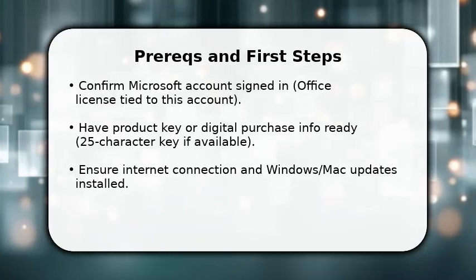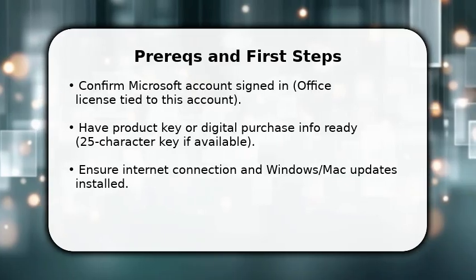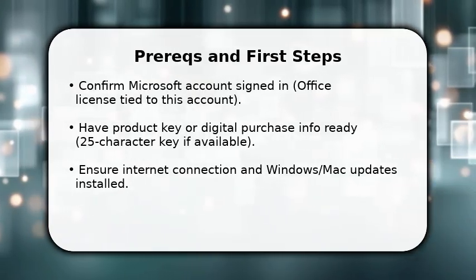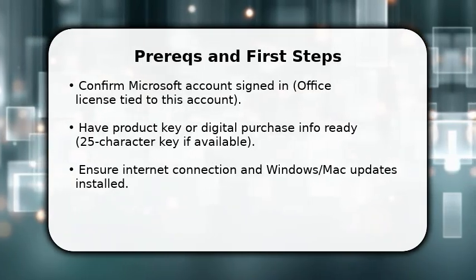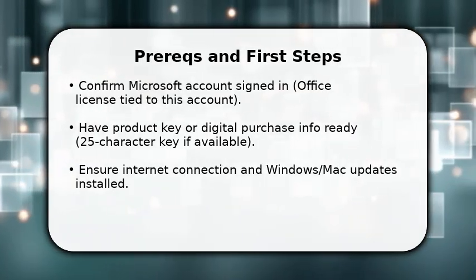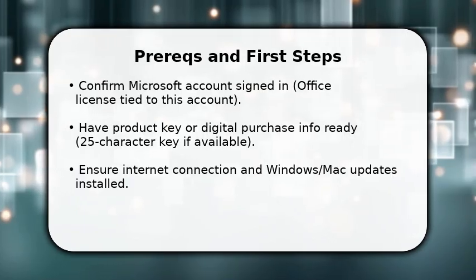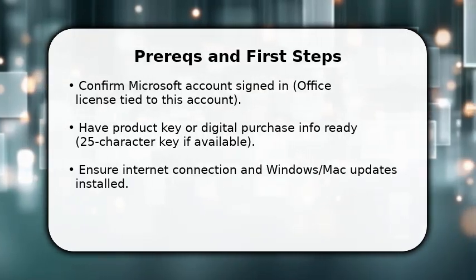You start by confirming the essentials. Sign in to the Microsoft account that owns Office, because activation links the license to that account. Once signed in, open any Office app and go to Account to begin activation. This triggers the activation flow.